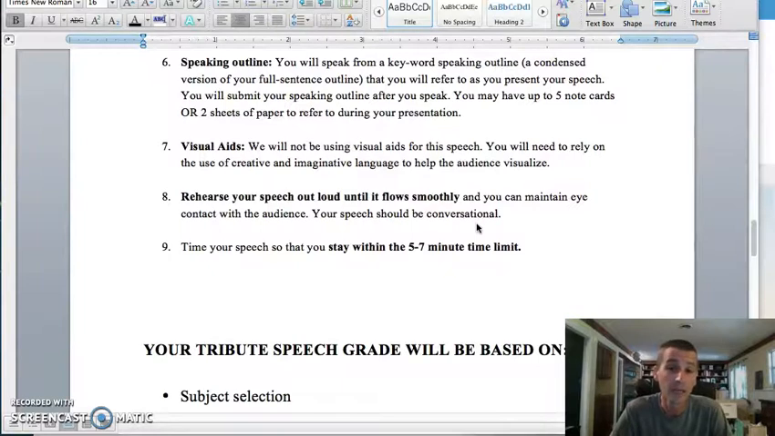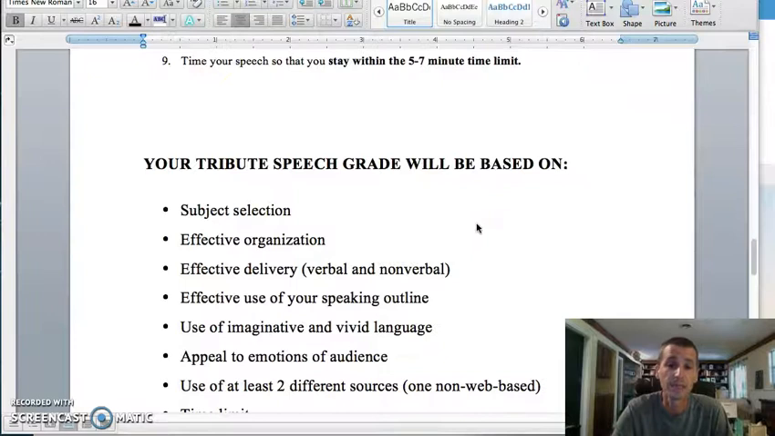You will use a speaking keyword outline as we've been doing. 5 note cards or 2 sheets of paper, and make sure that there are no full sentences on that. Should be phrases and keywords only. We will not be using visual aids for this speech, so no slides are required, or allowed, on this speech. You're going to have to rely on the use of creative and imaginative language to pay tribute to your subject and help the audience understand why your subject is admirable and worthy of praise. Practice your speech and make sure you can stay within that 5 to 7 minute time limit.